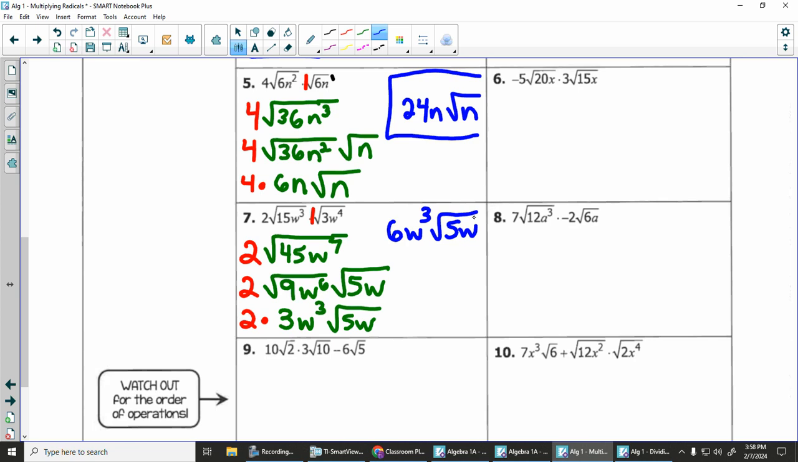Okay, it is going to take a little practice. Honestly, probably the hardest part of any of these questions is probably being able to figure out what that biggest perfect square is. So you're going to want to use your calculator to help you out.